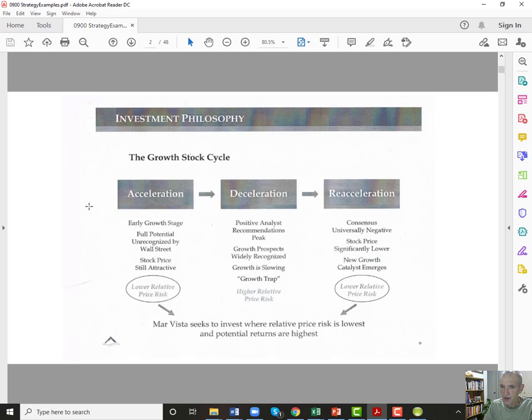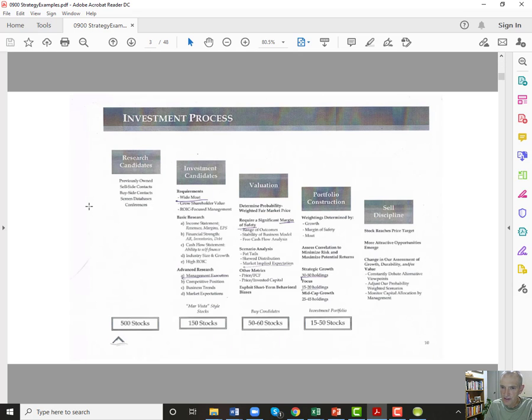And they have a process. There's their process. You can see they start with 500 stocks, screen down to 150, screen down to 50 to 60, and then their final portfolio. So this is the universe. These are the good companies. These are the good stocks. And then the final one is their final selection. And then they have sell discipline over here.